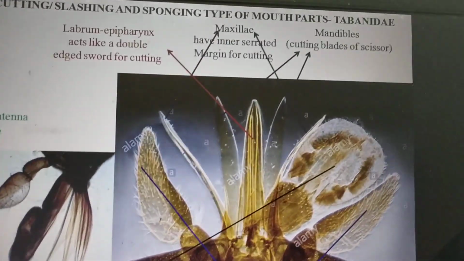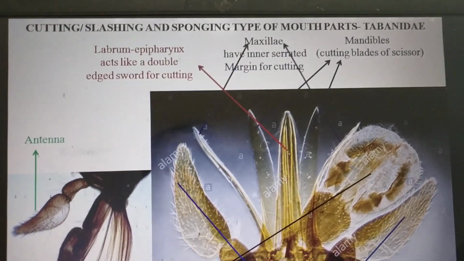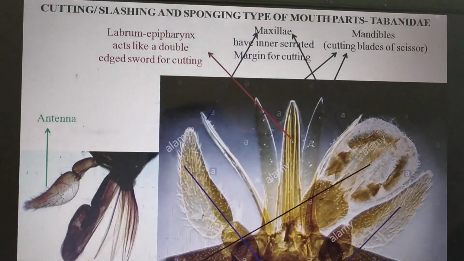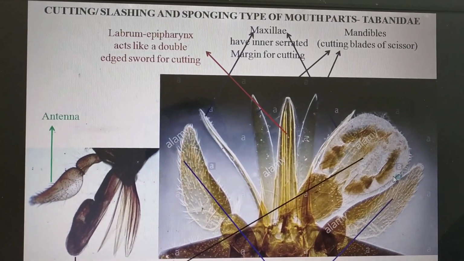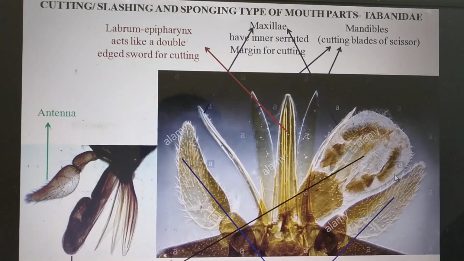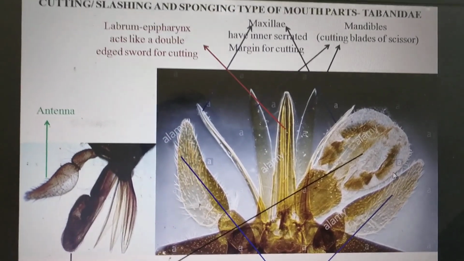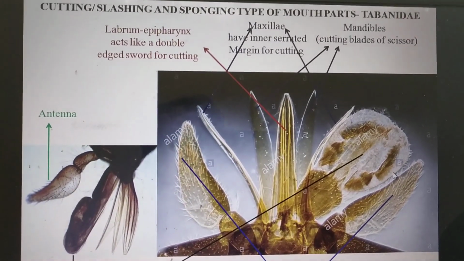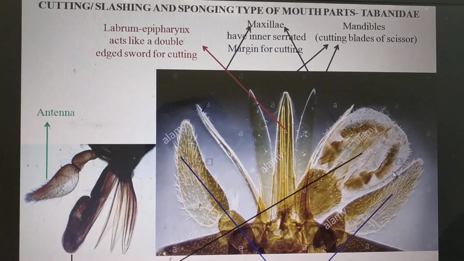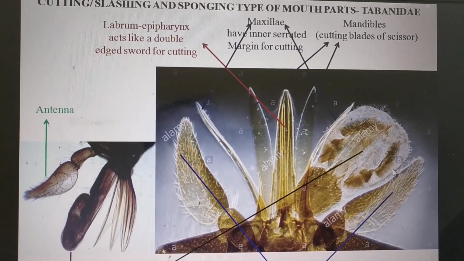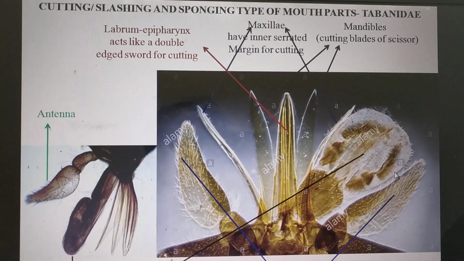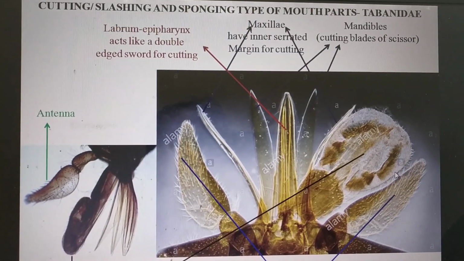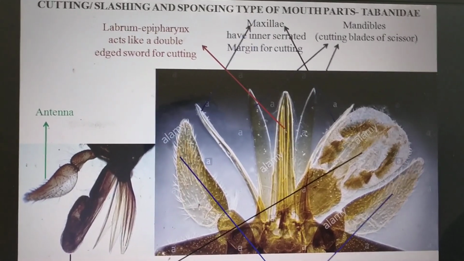Now coming to the next slide, this is the cutting and sponging type, also known as the slashing and sponging type. So what is the slashing and sponging type? This type of mouth parts you will find mostly in the biting flies, for example the tabanid flies. I hope you have been told already about the tabanid flies. The tabanid flies include Tabanus, Haematopota, Chrysops.